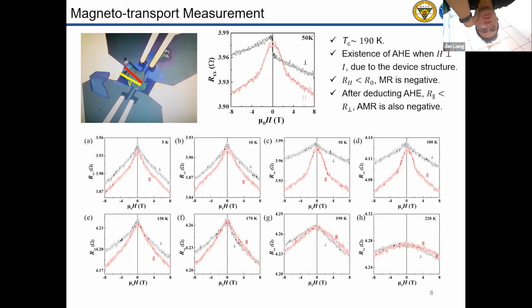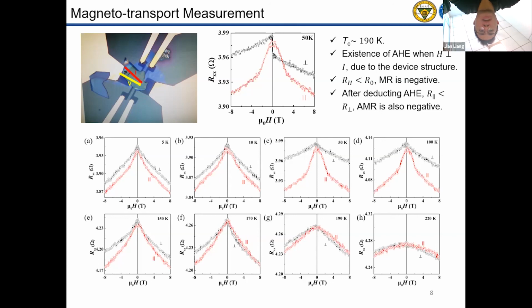When the magnetic field is perpendicular to the current plane, by analysis, we found it is because a small angle phi between the current and the voltage directions still remains, corresponding to a small part of the contribution of anomalous Hall effect. After removing the component of anomalous Hall effect, we obtained the typical Rxx-H curve.